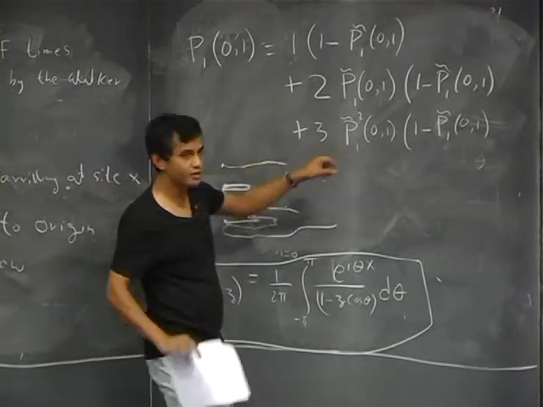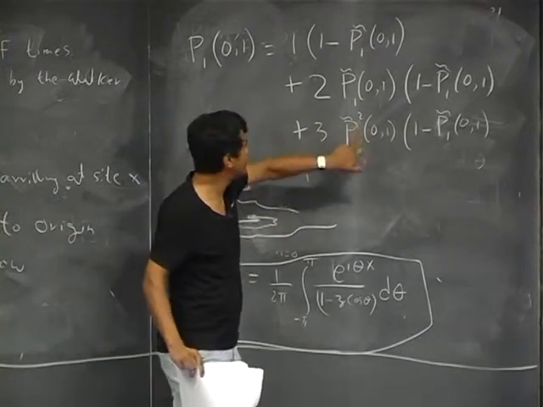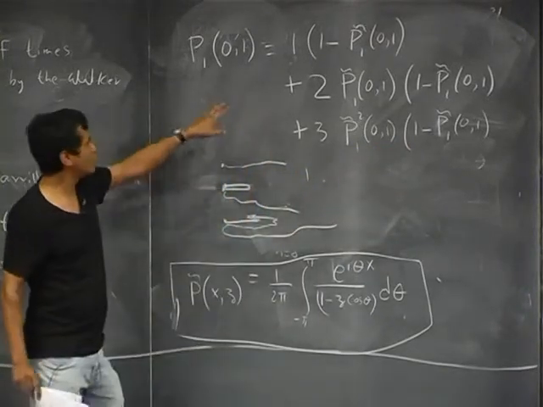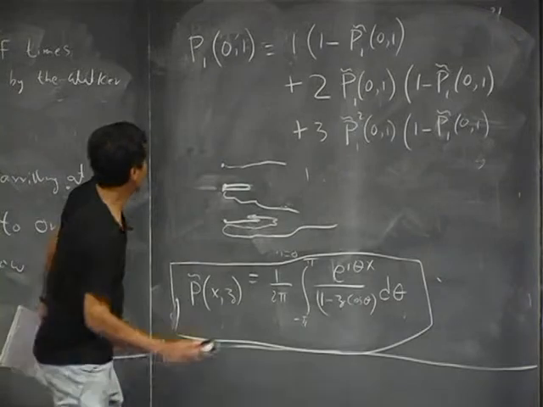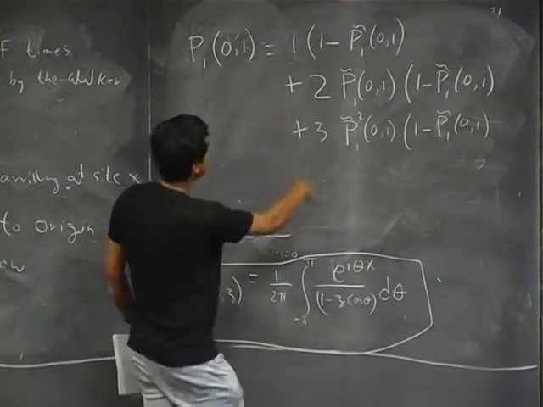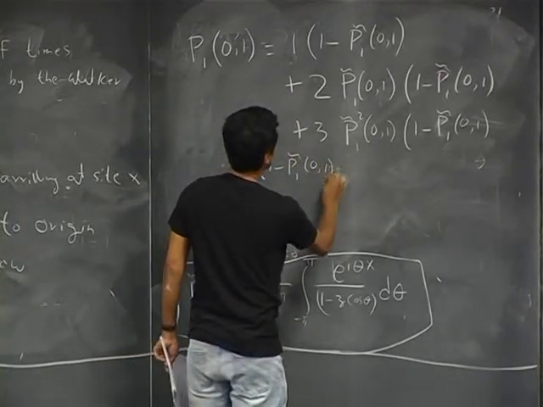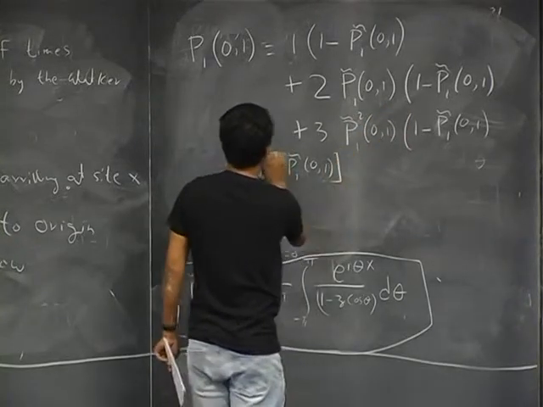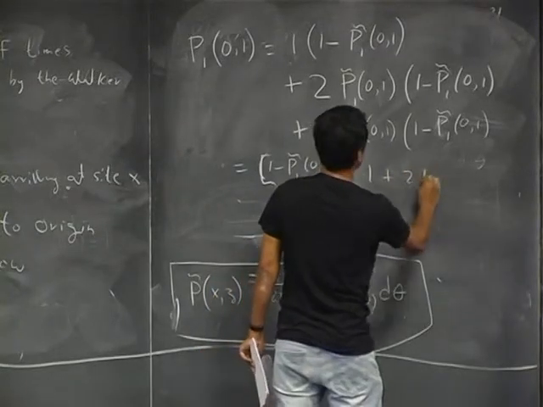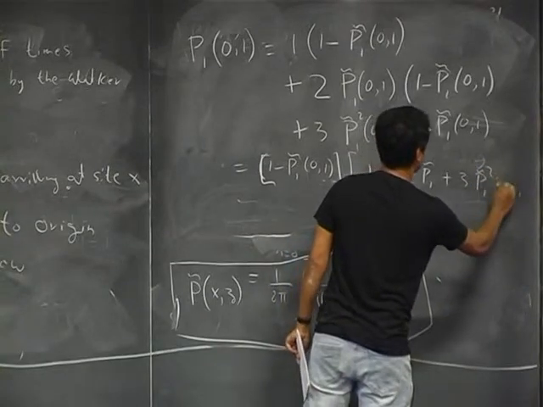Similarly, if it came back thrice, like it was already there, then it came back twice more, so that's why p1 tilde square, and then it never came back. So there are all these different processes. Therefore you sum over all these things, and this series is basically equal to 1 minus p1 tilde 0 1, which is common to all the terms, times 1 plus 2 p1 tilde plus 3 p1 tilde square plus so on.